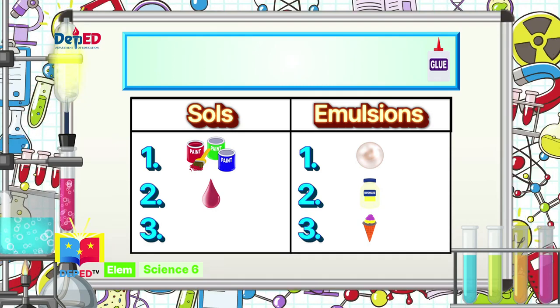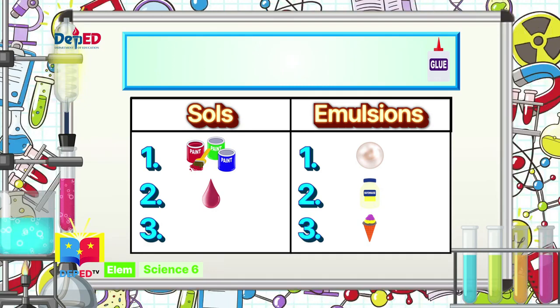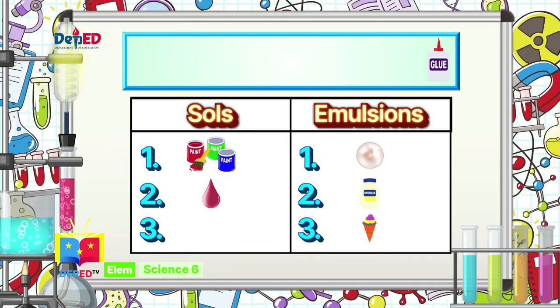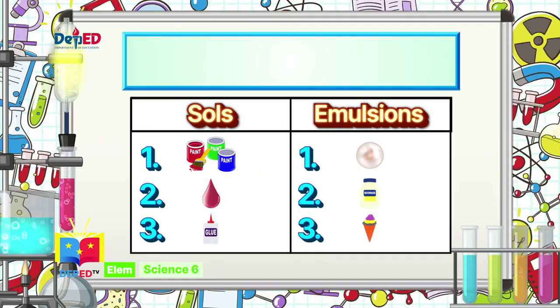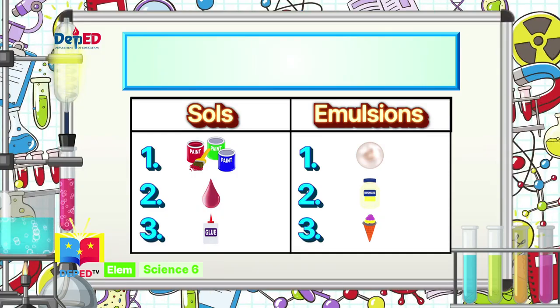Where should we put glue? In Sol's column or Emulsion's column? Very good! It's in the Sol's column.